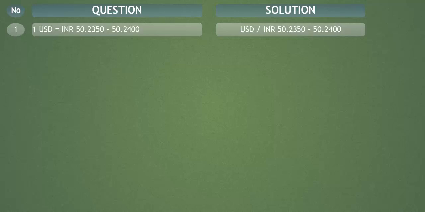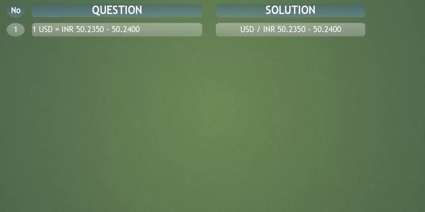Second question: 50.2350 to 50.2400 Indian rupees per USD. USD in this question is on the right-hand side, but per means 1, and therefore USD will be on the left-hand side and INR will be on the right-hand side. So the solution will be USD/50.2350 to 50.2400 Indian rupees.